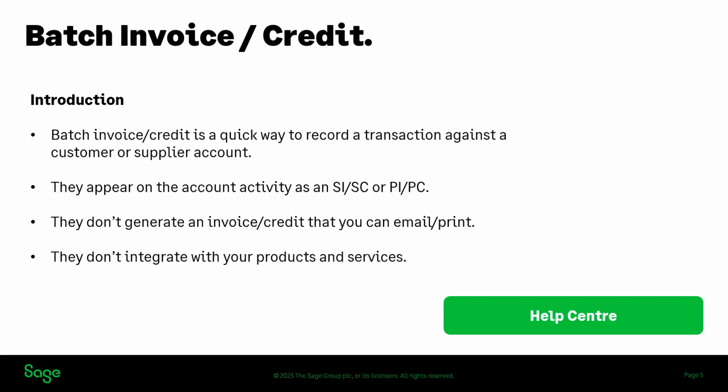So a little bit of background first of all. Batch invoices and credits, when might you use it and why might you use it, as opposed to the likes of the invoices and credits option? Well, batch invoices and credits is a quick way to record a transaction against a customer or a supplier account, getting that transaction onto their activity. The transactions will appear on the activity as either an SI or an SC, so a sales invoice or a sales credit if it's a customer, or a PI or a PC if it's against a supplier.